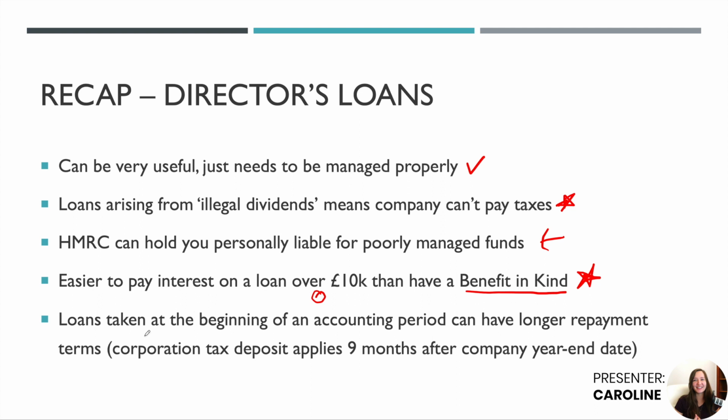Loans taken at the beginning of an accounting period can have longer repayment terms, because the corporation tax deposit applies 9 months after the company year-end date. So the earlier you take the loan within an accounting period for your company, the longer you'll have to repay it, because the corporation tax deadline is 9 months after the year-end date. So you can maximize the time scale by taking it out sooner. Obviously, the more time passes within your accounting period, the less time you'll have to repay the loan, and you will have to pay that deposit if it exceeds the deadline. So that's my quick tips on director's loans and what effects they have.